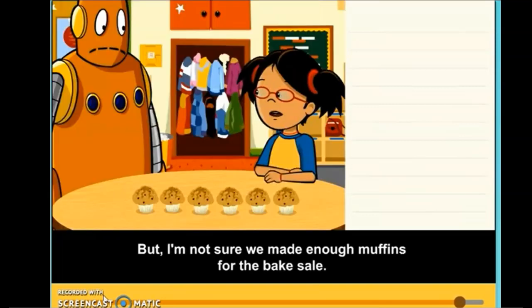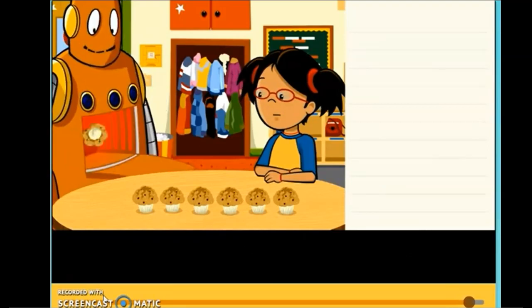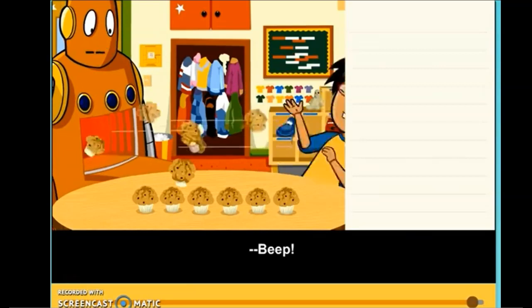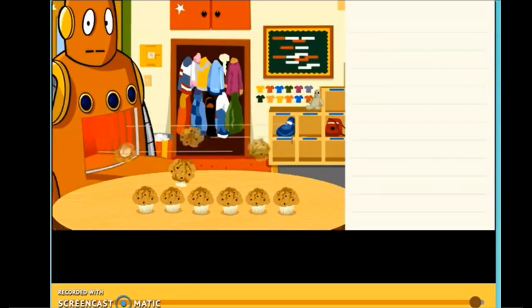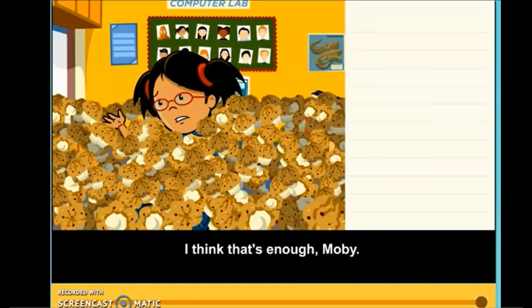But I'm not sure we made enough muffins for the bake sale. I think that's enough, Moby.